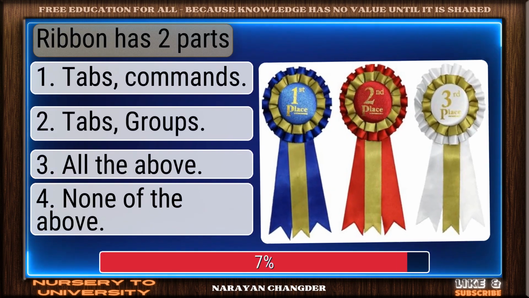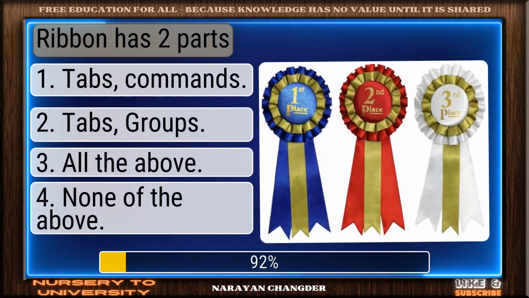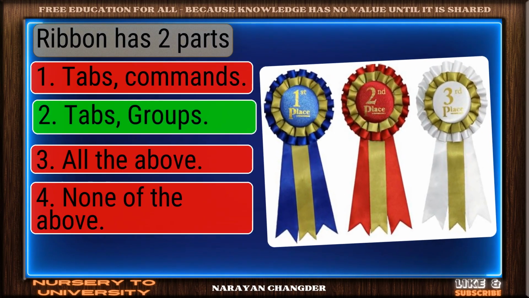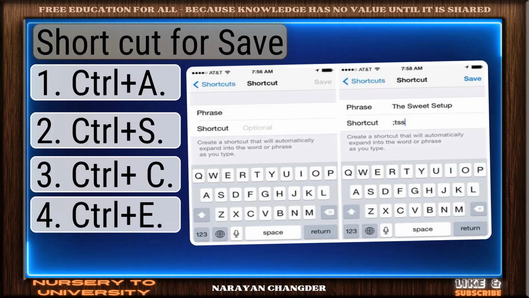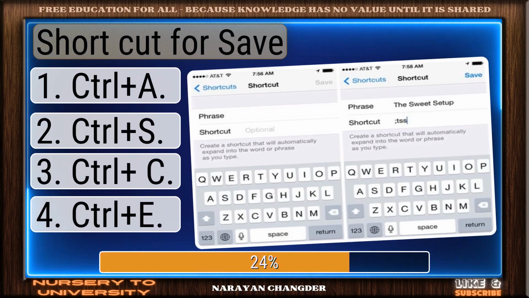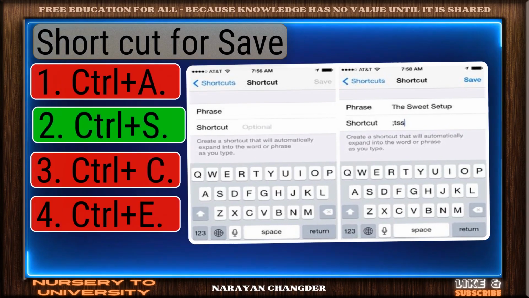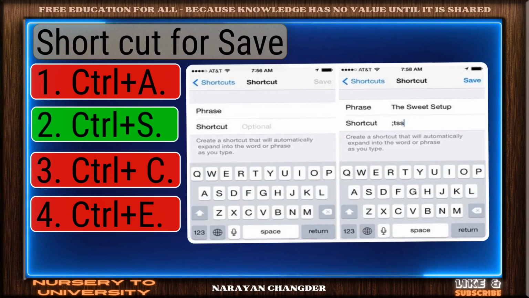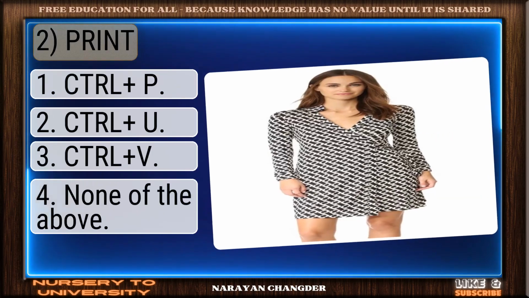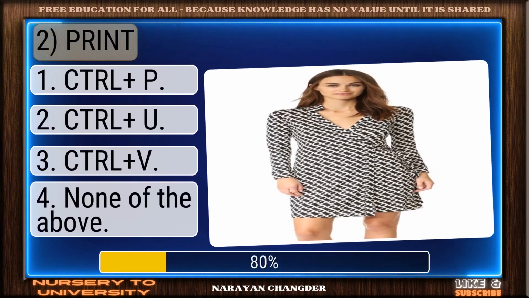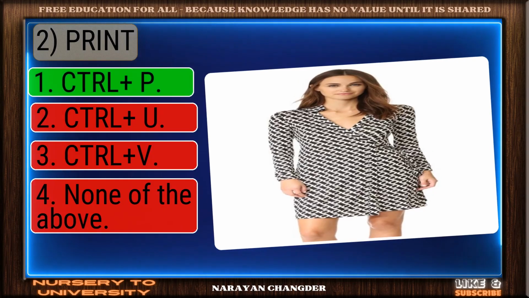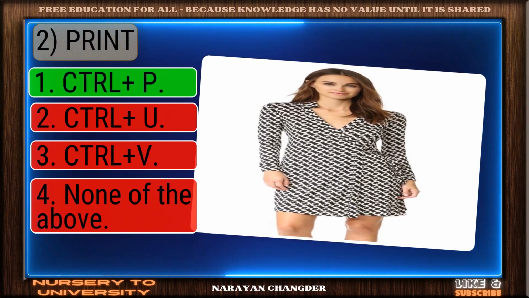Ribbon has 2 parts. Excellent. Tabs, groups is a brilliant choice. Shortcut for save. Well reasoned. Ctrl plus S is the correct choice. To print. Perfect. Ctrl plus P is the correct choice.